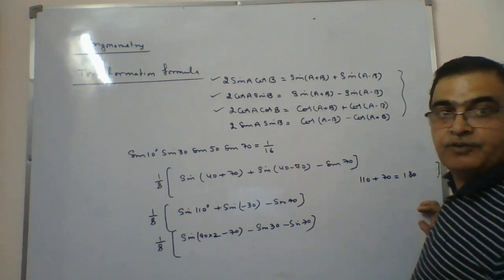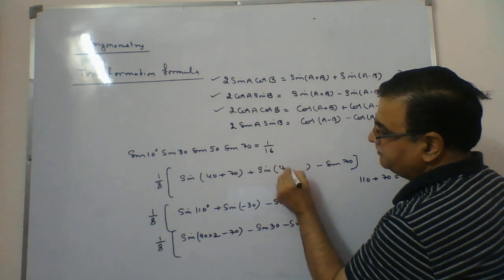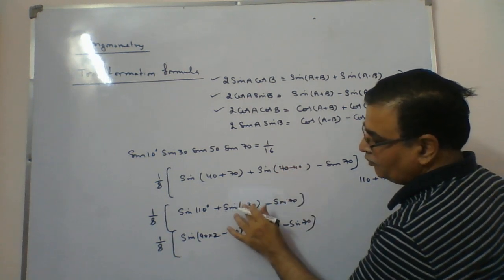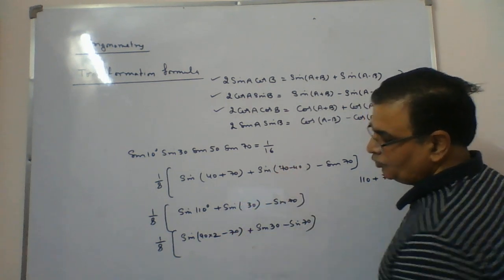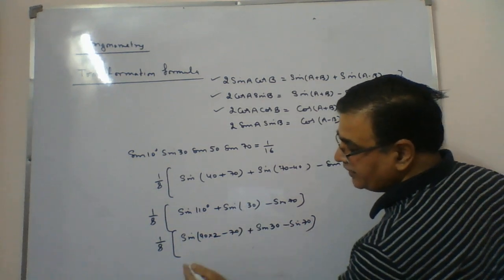Yes, one mistake we have done in this question. It should be 70 minus 40, so it will come out to be plus. Here it comes out to be plus. Remaining are okay. Now it will be sine 180 minus 70.